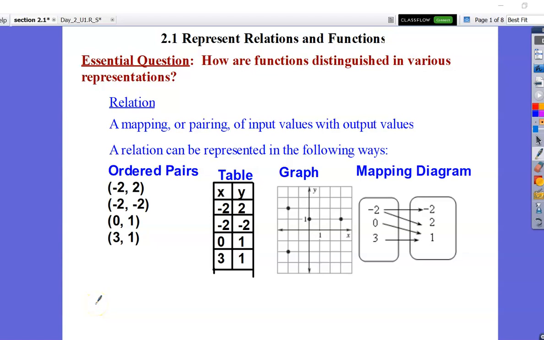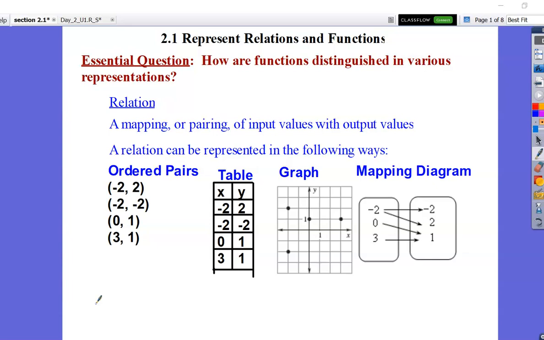Hello, today we're going to talk about representing relations and functions. So our essential question is how are functions distinguished in various representations? So before we talk about functions, we want to first talk about a relation. And a relation is any mapping, pairing of input values that will map or pair to some output value.